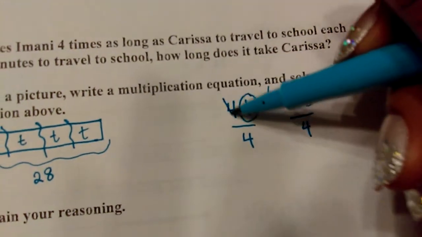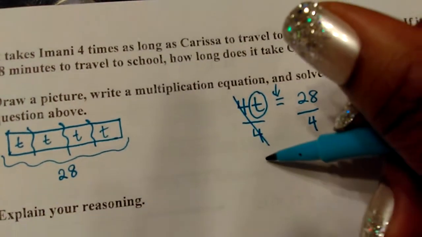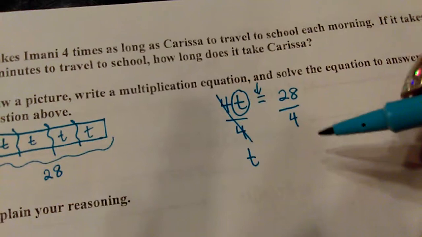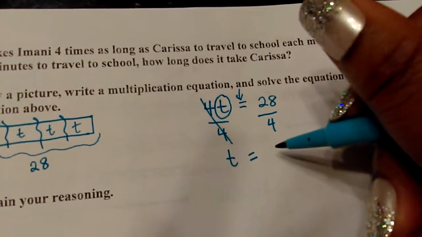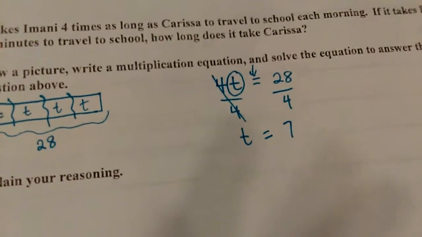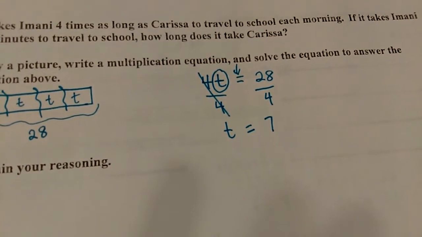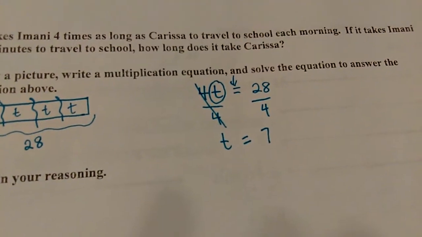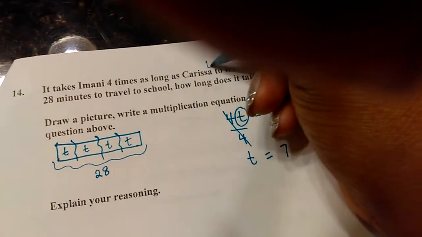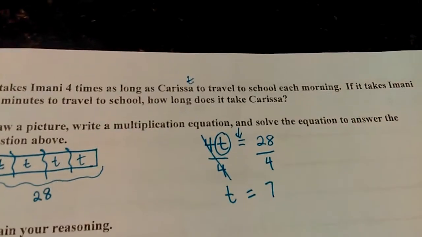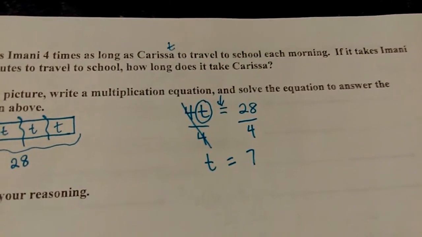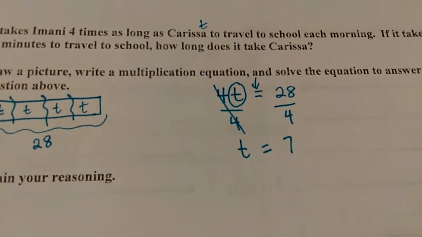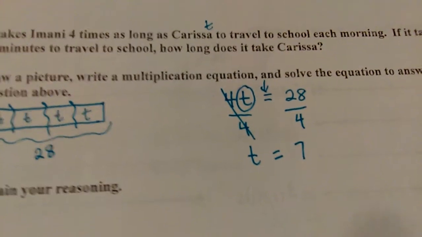So now I'm going to cancel out these 4's, and I'm left with t. Okay? And now I have to simplify this side. 28 divided by 4 is 7. So that means that t equals 7. And remember that t was the amount of time it took Carissa to travel to school. So it takes Imani 28 minutes, and it only takes Carissa 7 minutes.